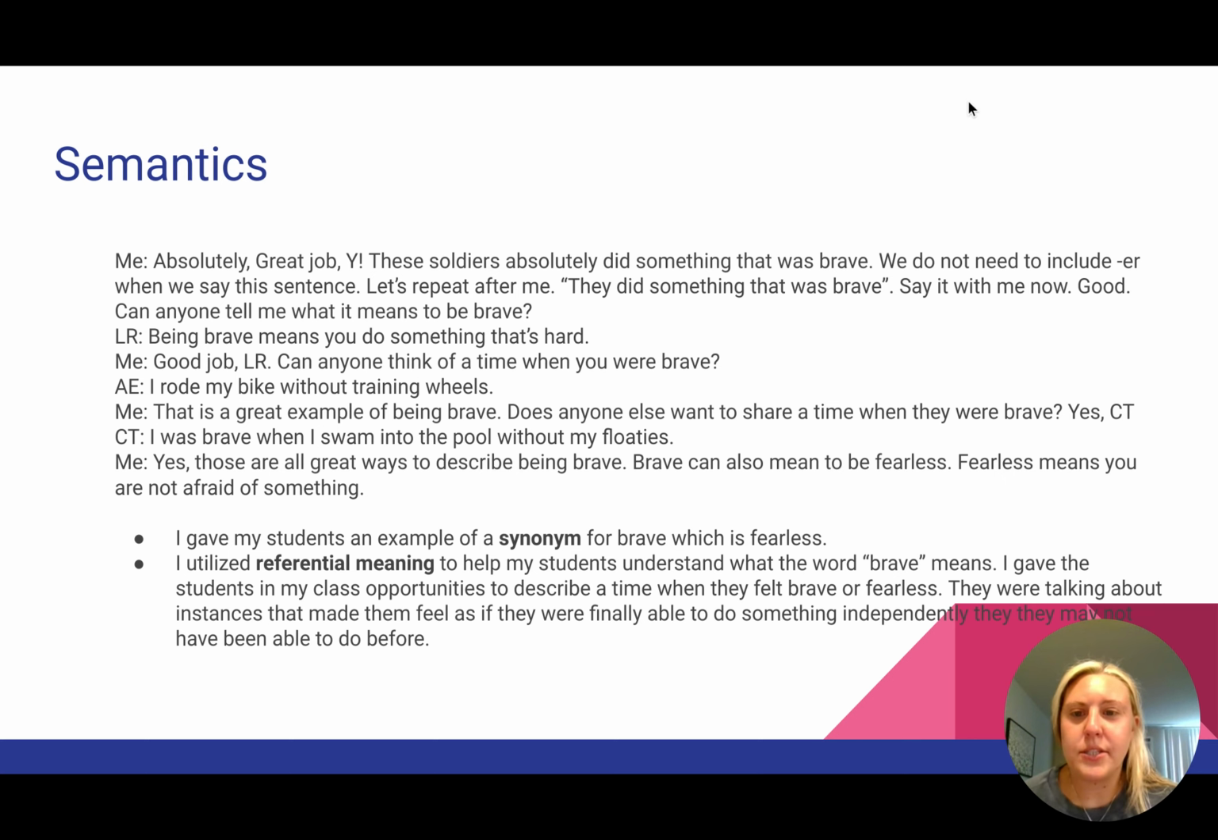For semantics, we were talking about the word brave, and I gave my students an example of a synonym of brave, which could be fearless, because they understand what the word fear means. And we also utilized referential meaning to help understand what the word brave means. Brave isn't really a word that has multiple meanings. It just means that someone could be fearless or a hero. And I gave each of the students in my class an opportunity to describe a time where they felt brave. So some talked about swimming in the pool without their floaties, and some talked about being able to ride a bike without their training wheels.